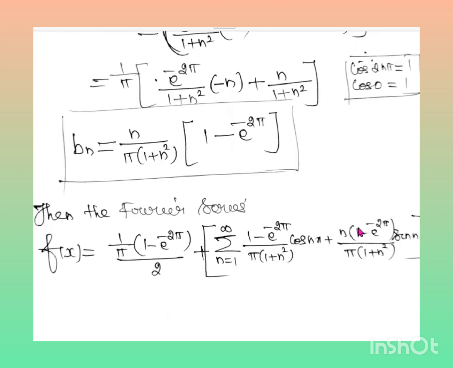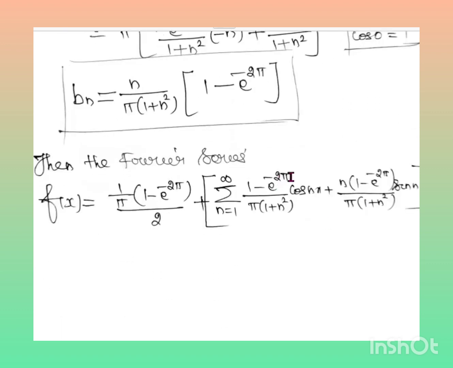The final answer is the Fourier series: f(x) = a0/2, where a0 is (1/π)(1 − e^(-2π)), divided by 2, plus summation n = 1 to infinity of (1 − e^(-2π)) divided by π(1 + n²) into cos nx, plus n(1 − e^(-2π)) divided by π(1 + n²) into sin nx.